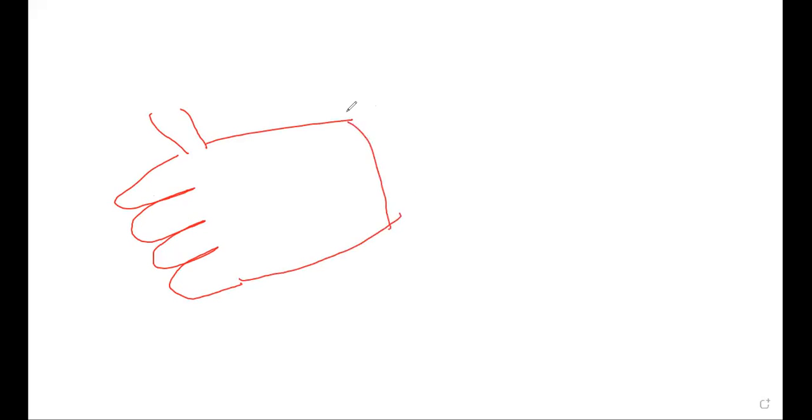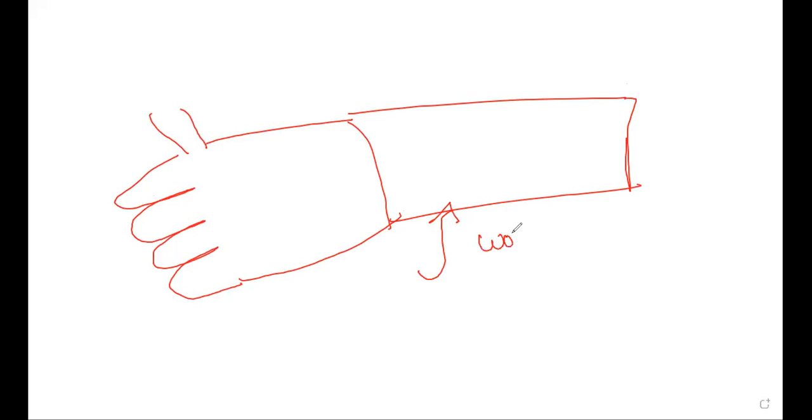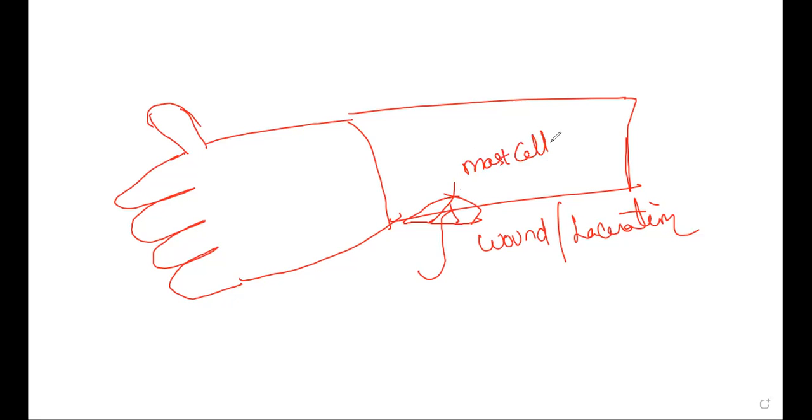Okay, this is your hand. You fell down and you got some wound, laceration. Okay, laceration is also known as wound. So some piece of skin is scratched. What will the body do after? The body has mast cells. So whenever your cells are damaged because of falling down, your cells are damaged.